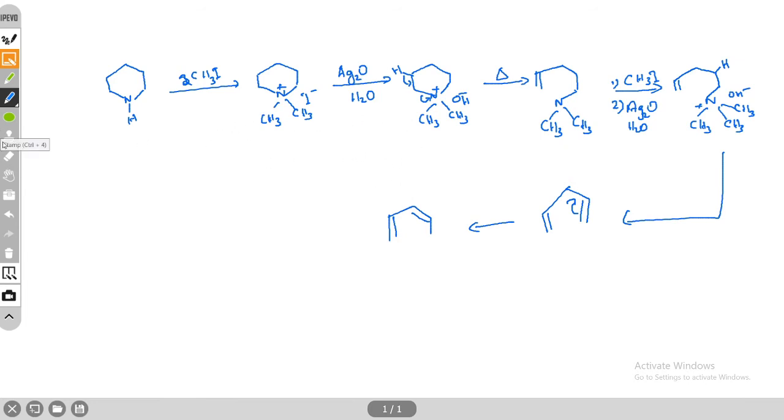Another one is if there is no beta hydrogen, as in the case of isoquinoline. I will write the structure.